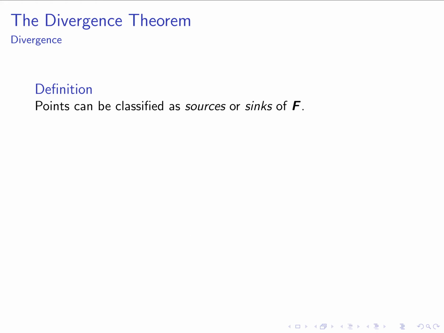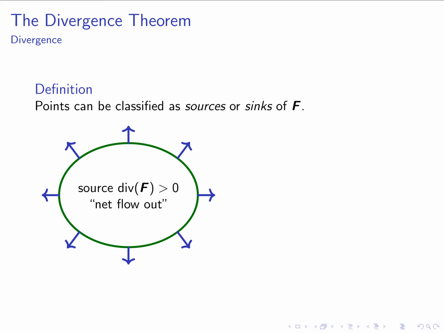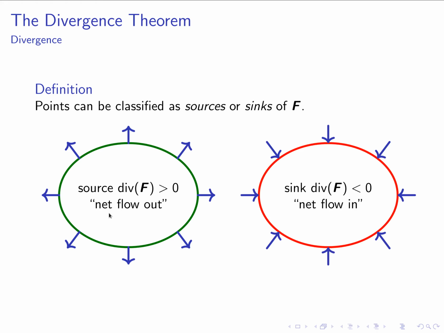The use of the divergence of a vector field is that we can use it to classify points as sources or sinks. We say that a point in space is a source for a vector field if its divergence at that point is greater than 0. What this means is that at that point, the net flow is out of that point. A sink means the opposite. A sink for a vector field is a point where its divergence is less than 0, and the way to interpret this is that at this point, the net flow is into that point.